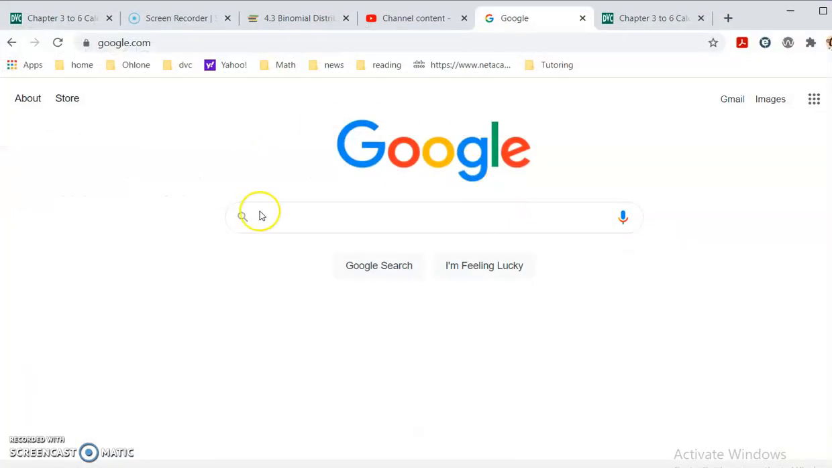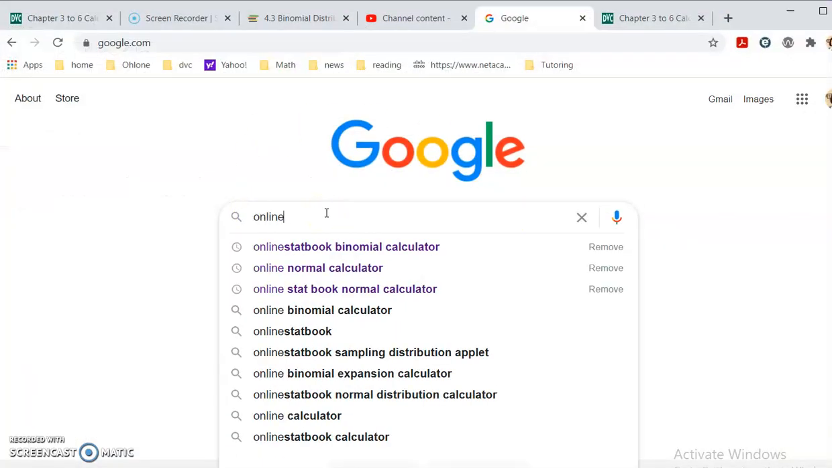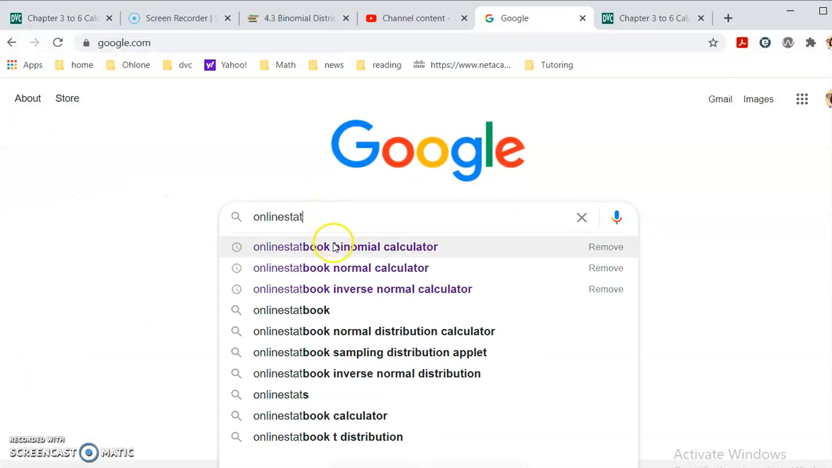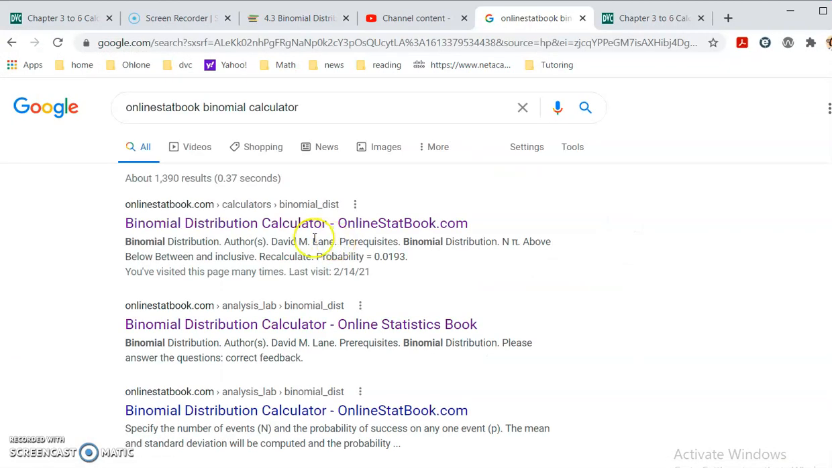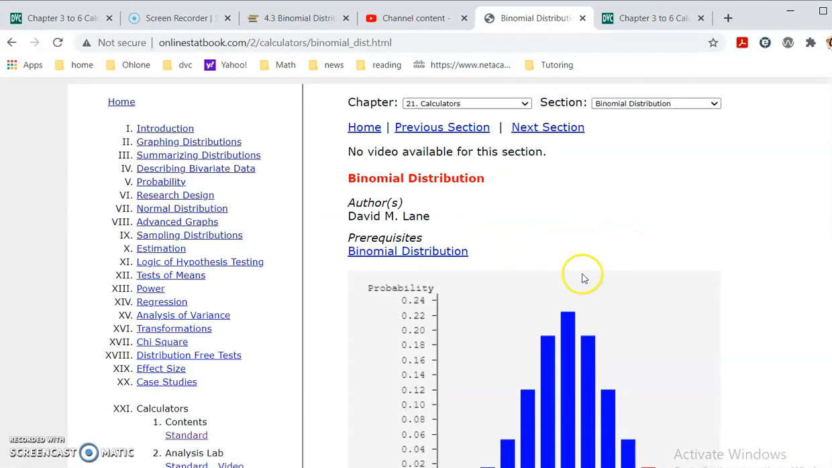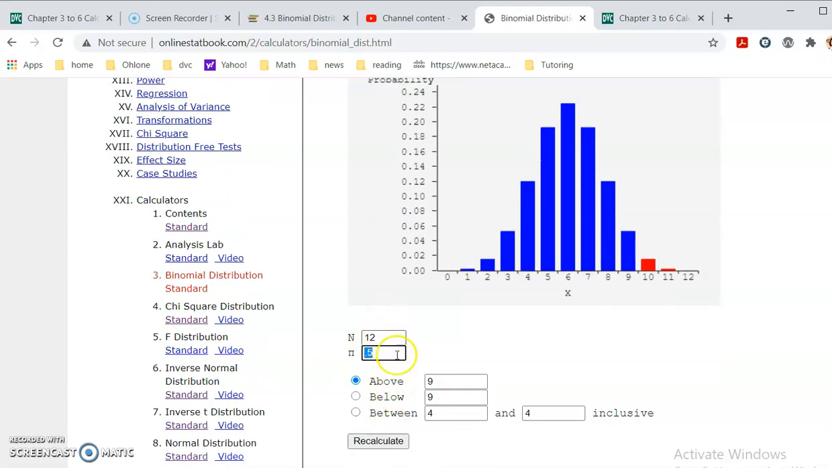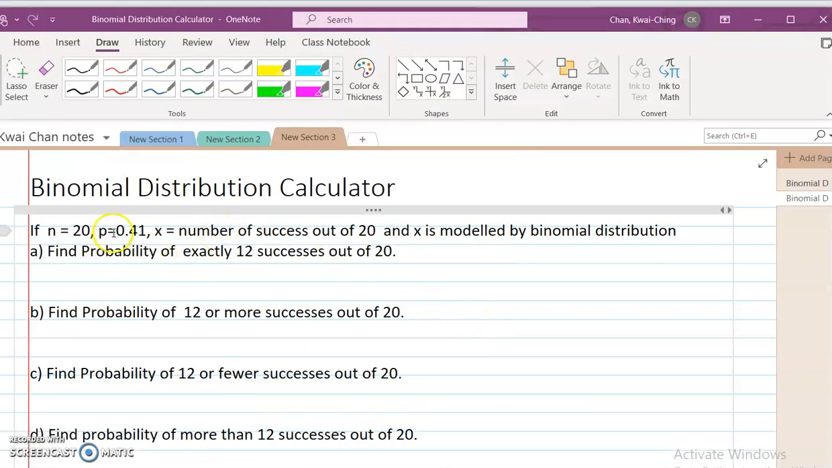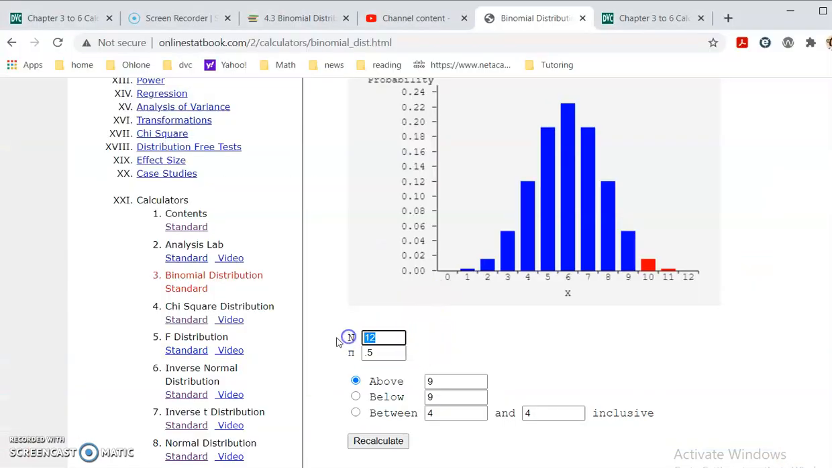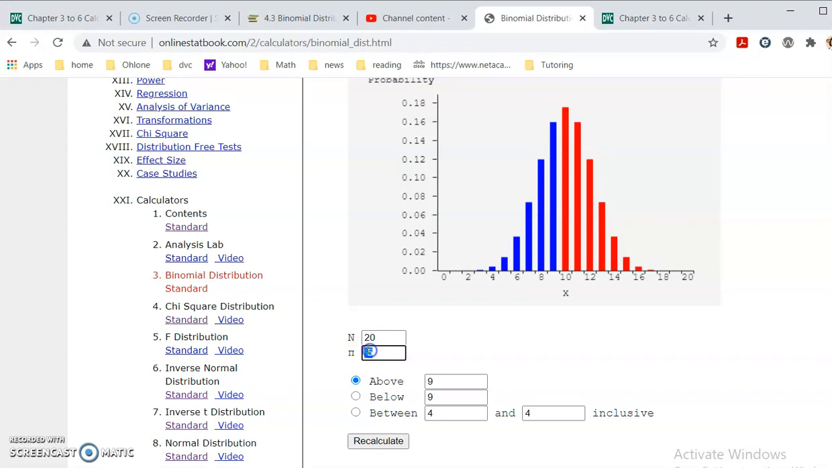The calculator that we want to use is OnlineStatbook. Okay, the OnlineStatbook binomial calculator. If you Google it, you will see it here. You click on it, and it looks something like this. N is here, and P is this box. You have to enter these before you can use it. In our case, N is equal to 20 and P is equal to 0.41, so let's put in 20 and 0.41.